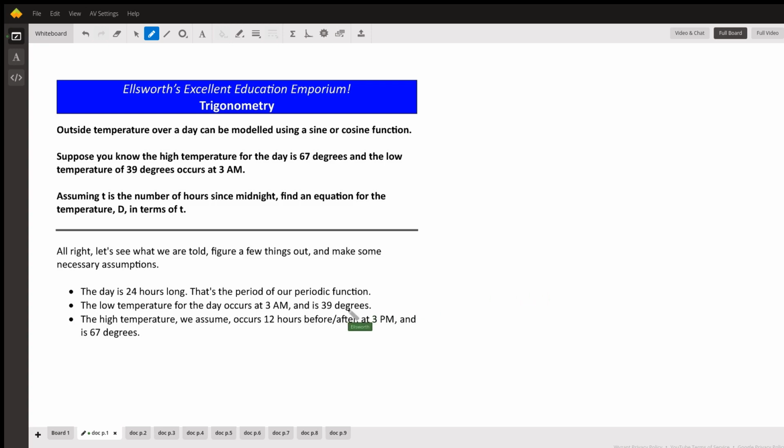Okay, let's figure a few things out. First, we make some assumptions. One is the day is 24 hours long. That'll be a period of our function. Every 24 hours, the temperature repeats. Next, low temperature occurs at 3 a.m. because they told us that, and it's 39 degrees. Now, assuming a periodic function, the higher temperature occurs half a period, or 12 hours earlier, rather later, which is 3 p.m. So the high temperature is 3 p.m. at 67 degrees.